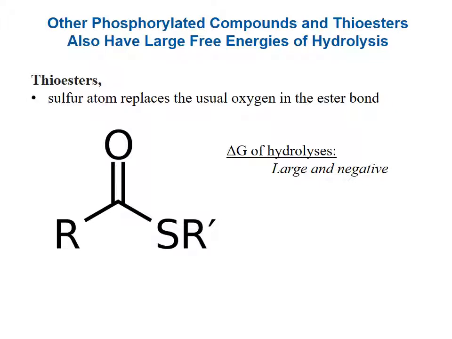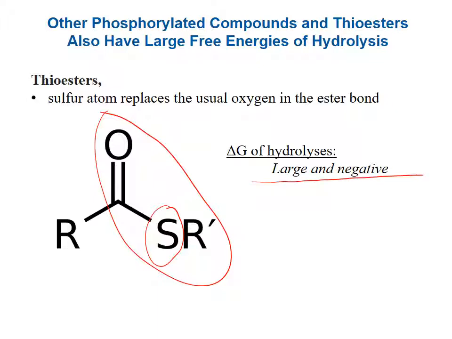Well, first of all, what is a thioester? It is a molecule that has a sulfur in place of the usual oxygen in an ester bond. Okay? The hydrolysis of this bond is associated with very large and negative delta G.